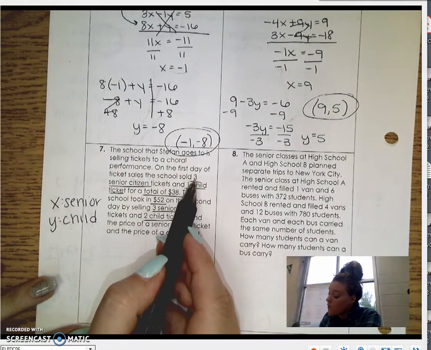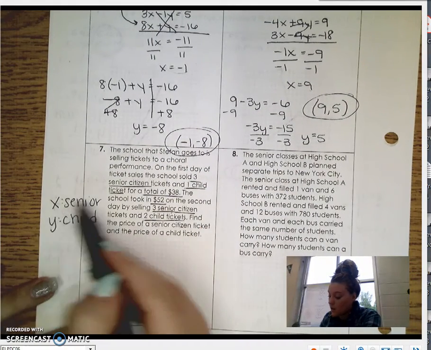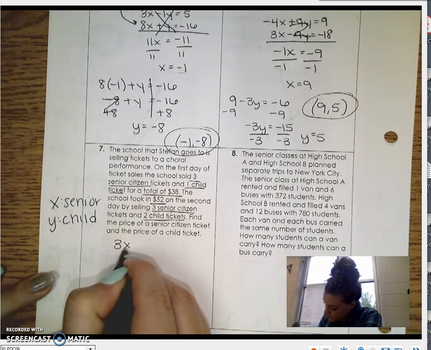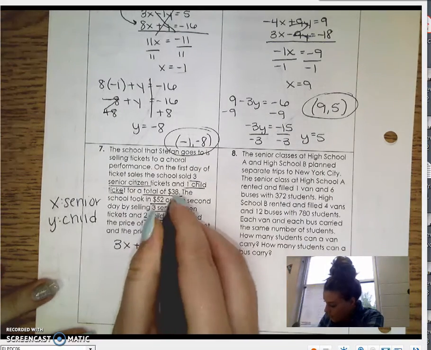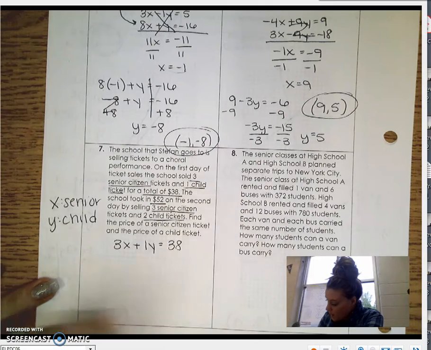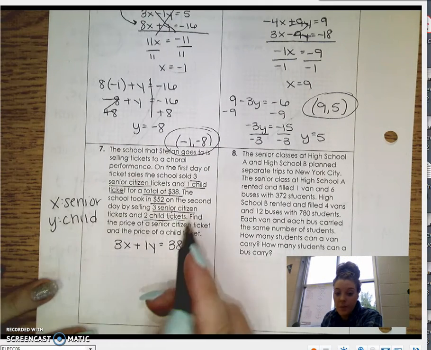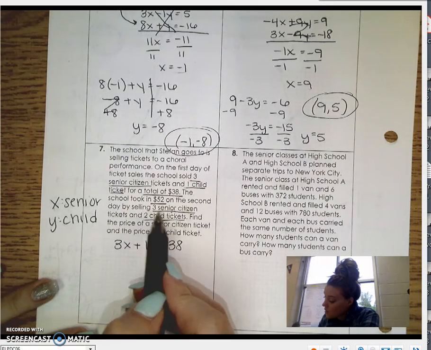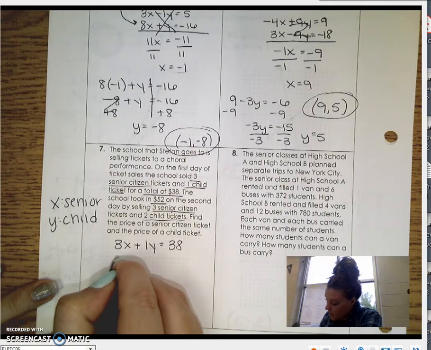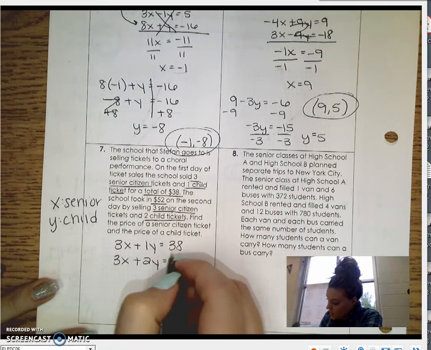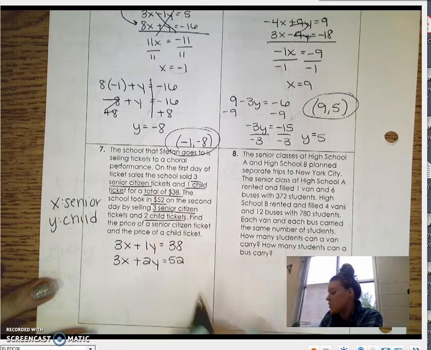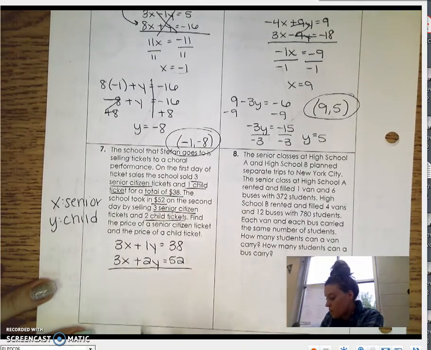So for my first equation, I have 3 senior citizen tickets. So I have 3X plus 1 child ticket, so 1Y, made them $38. On the second day, they sold 3 senior citizen tickets again, so 3X plus 2 child tickets, and they made $52. And they want us to solve this system.